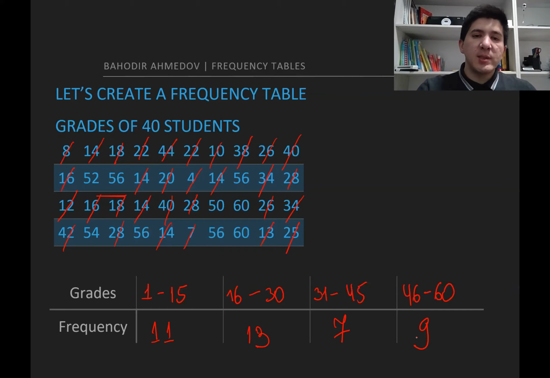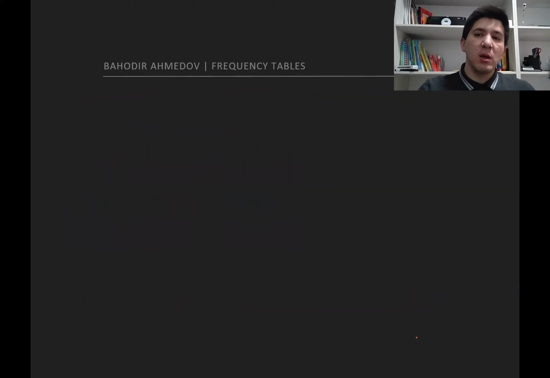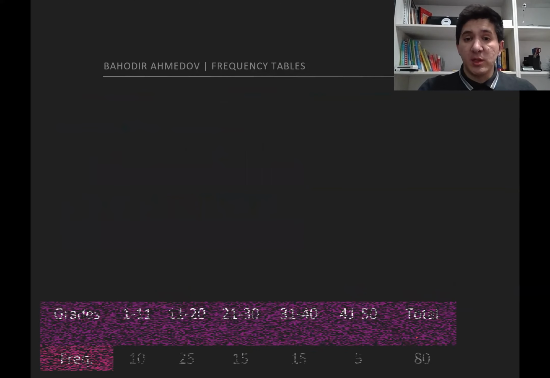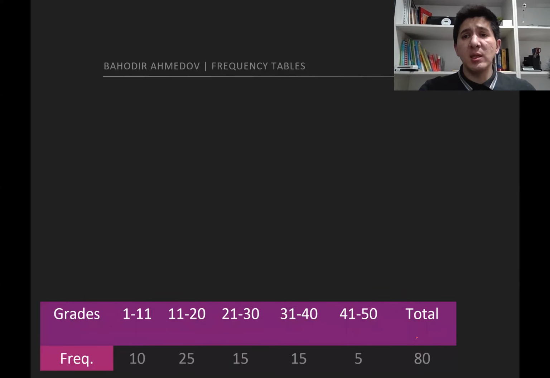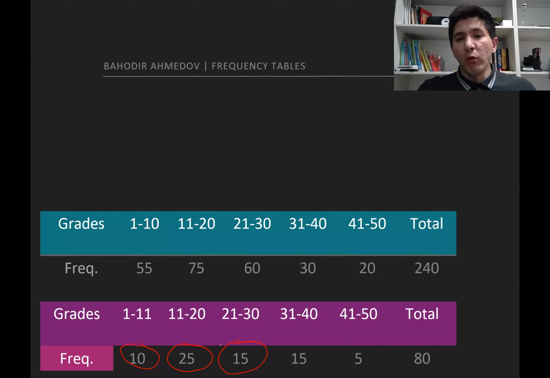So the problem is, let's say I've got two tables for two groups of students. One group contains 80 students, and I've got their grades. Here is the distribution of the grades. Basically, it means that there are 10 students who got grades between 1 and 10. 25 students got grades between 11 and 20, 25 students between 21 and 30, and so on. At the same time, I've got another group which contains 240 students, and the frequencies there are 55, 75, 60, 30, and 20.